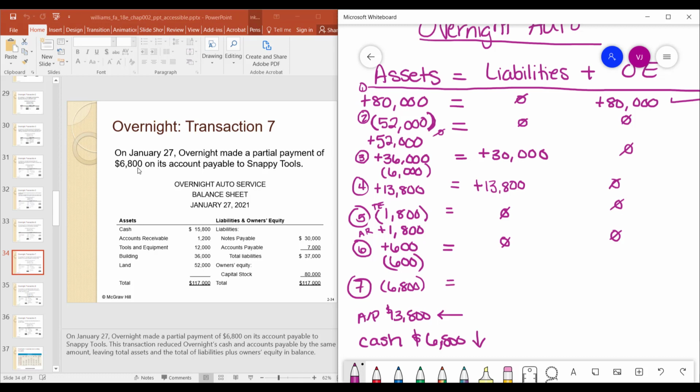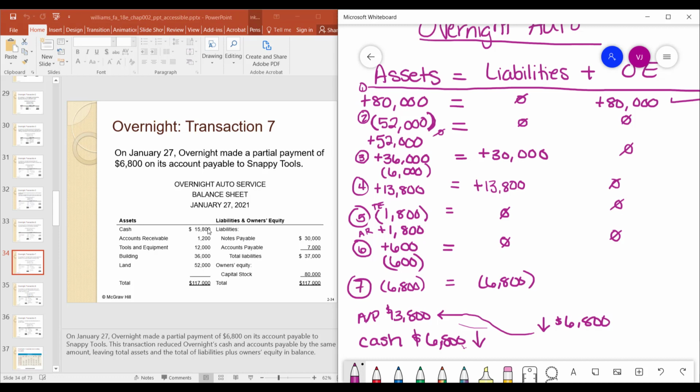Okay? But what about the accounts payable as well? What's happening to accounts payable? Accounts payable shows what I owe someone else, or one kind of account that shows what I owe someone else. Do I still owe $13,800 if I just paid off $6,800 of that? No. How much did your account payable balance fall then? It also decreased by $6,800. Because if I owe less now, my liabilities are going down. If accounts payable decreases, so does the overall liabilities balance.